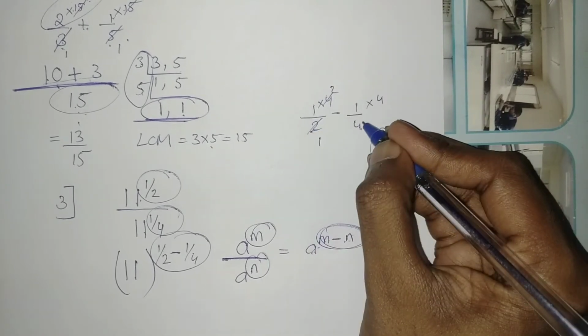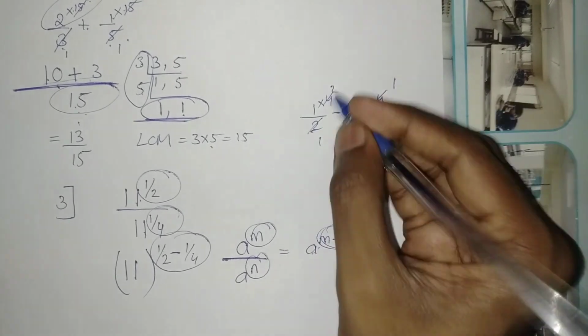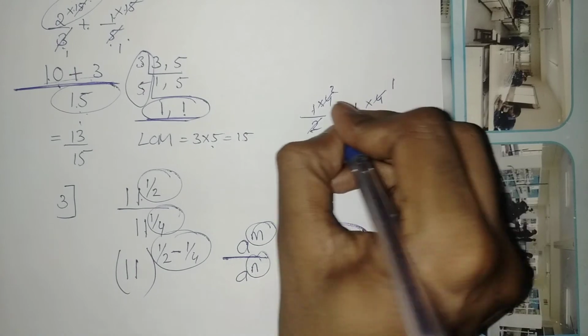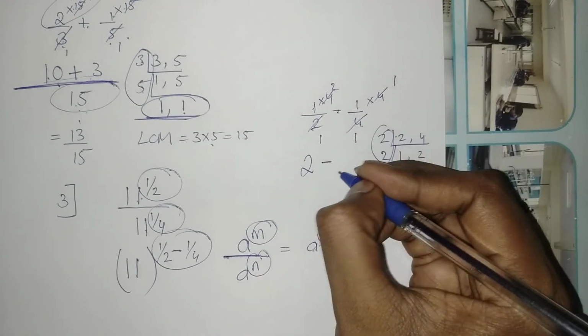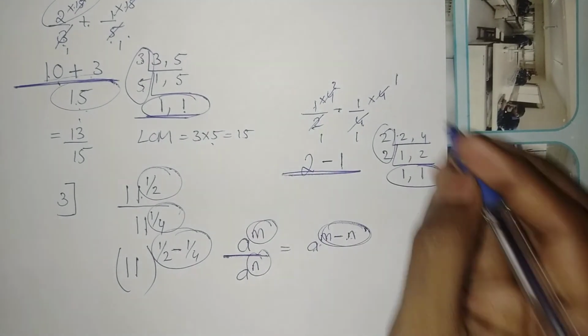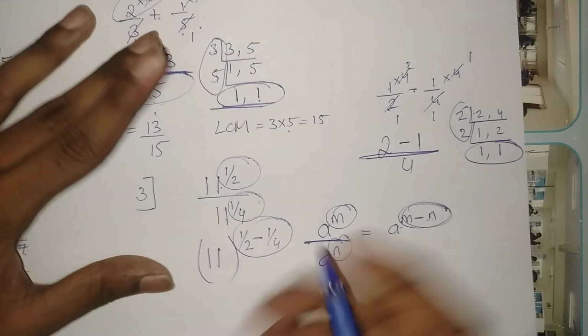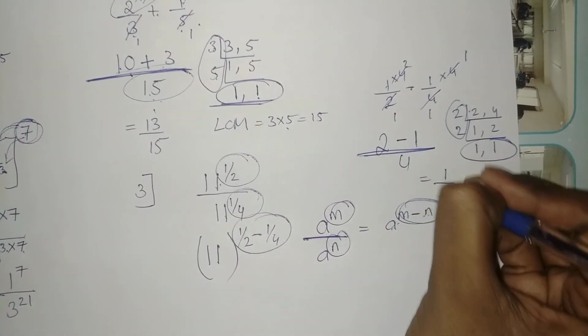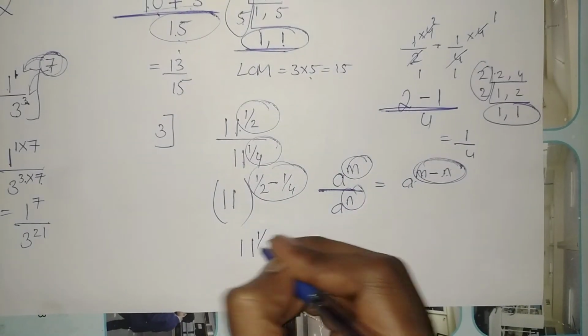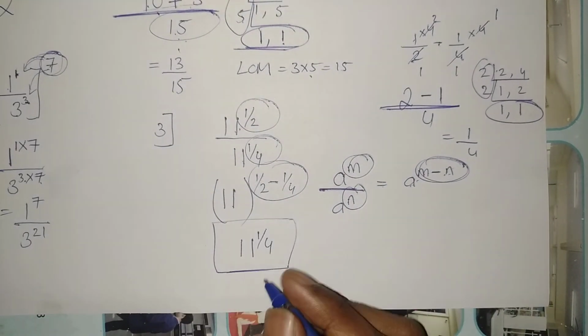Multiply 4 here. 2 1s are 2. 2 2s are 4. Can we cancel here? Yes. 4 1s are 4. 1 2s are 2. Next we have minus. 1 1s are 1. By the LCM, what did I get? LCM is 4. So 2 minus 1 by 4. What is 2 minus 1? 2 minus 1 is 1 by 4. So I will be getting level power 1 by 4 as my final answer.